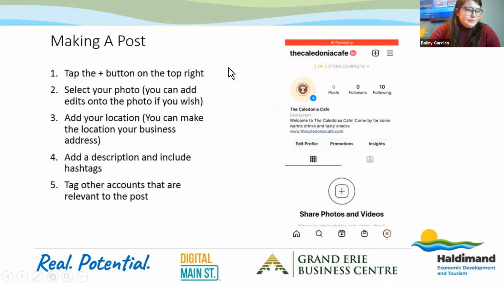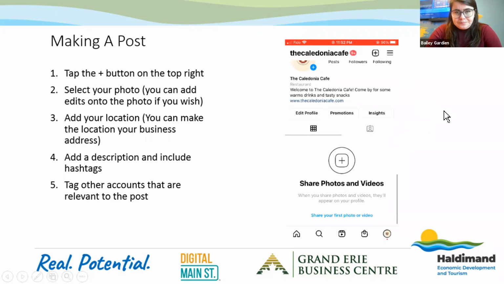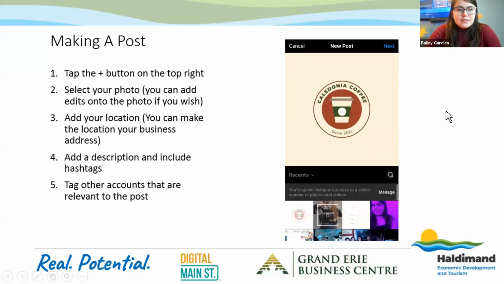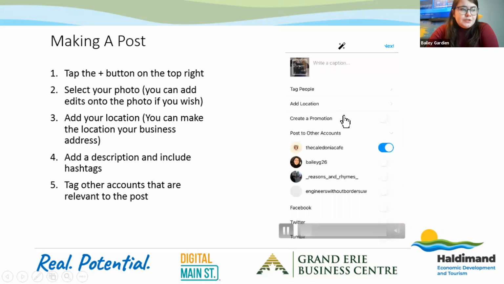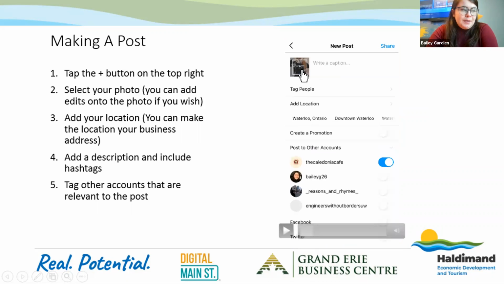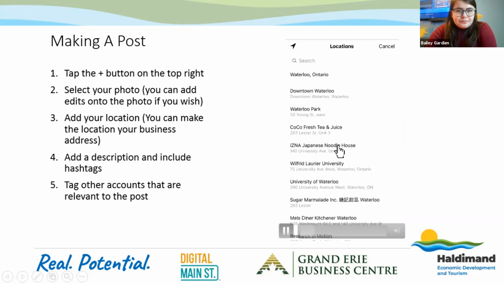So next we're going to go over how to make a post and some strategies again of how to promote your posts without having to pay for advertising. So you're going to tap the square plus button up in the corner here to create a post. And you're going to select a photo and you can edit these photos as you wish. So I have a pre-made graphic here that I made on Canva that's going to advertise that my shop is opening soon. So you're going to want to add your location.